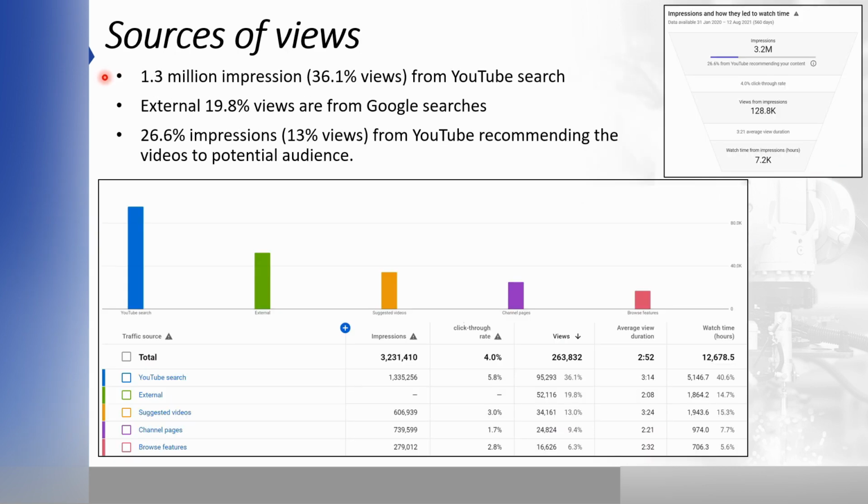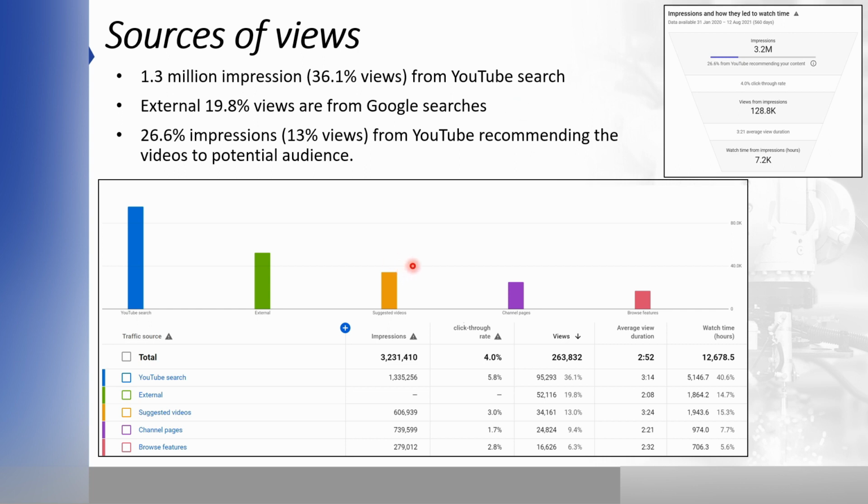If we see the distribution for sources of views, you can see almost 36.1% views came from people searching on YouTube. So you can see nowadays YouTube is also a very big search engine, and you will not get this advantage if you start on some other platform. Also, almost 20% of views are coming from Google searches.